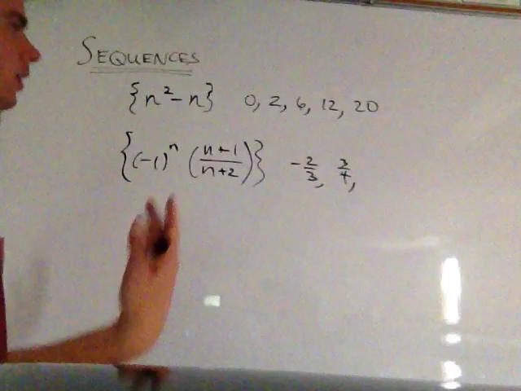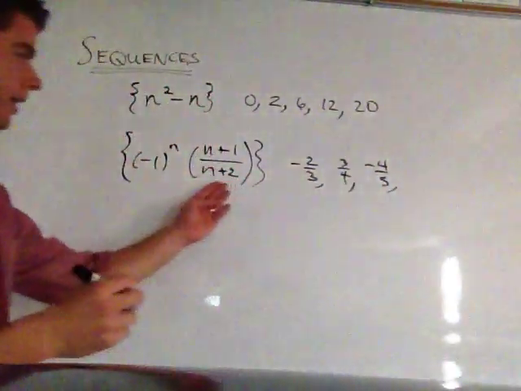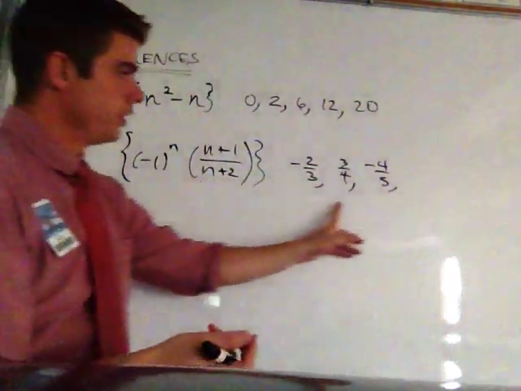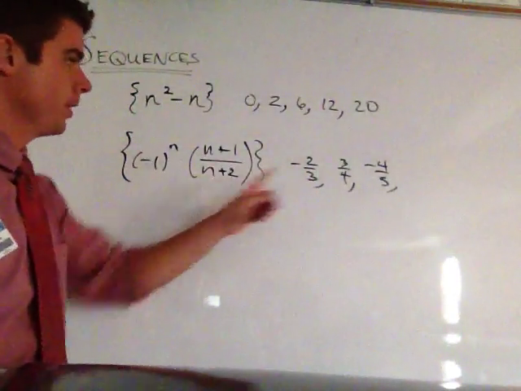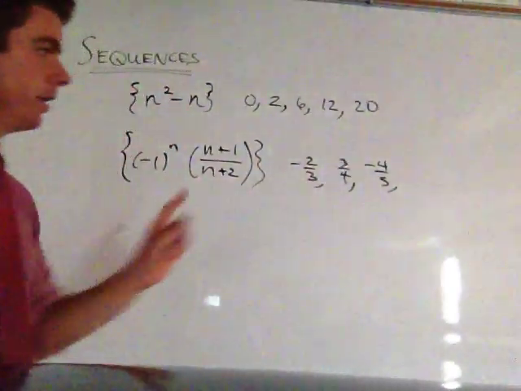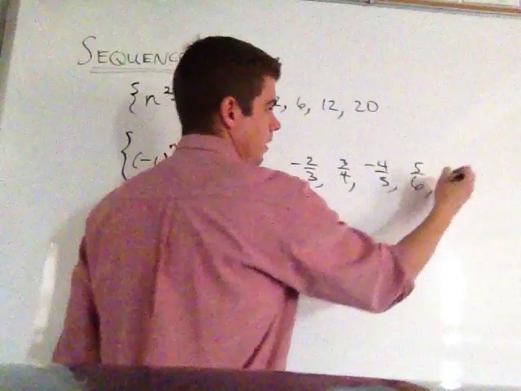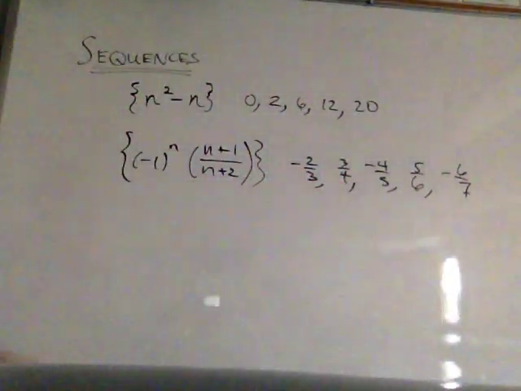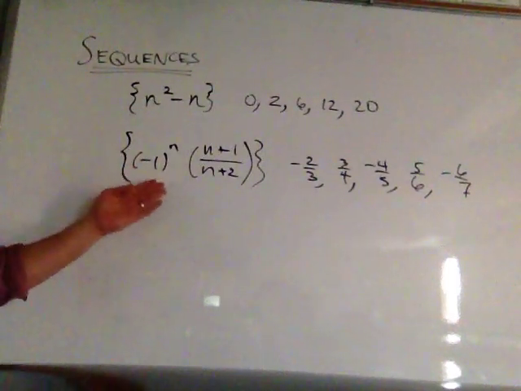N equals 3, negative 4/5. And functions that are defined like this, where there's an actual function or a formula, you can usually find a pattern. I don't even have to look at this formula. I'm noticing the numerators are going up by 1, the denominators are going up by 1, and it's changing signs. So the next one would be positive 5/6, and then negative 6/7. This would be my 5 terms. Again, these sequences can be found quite easily because there's a function for it.